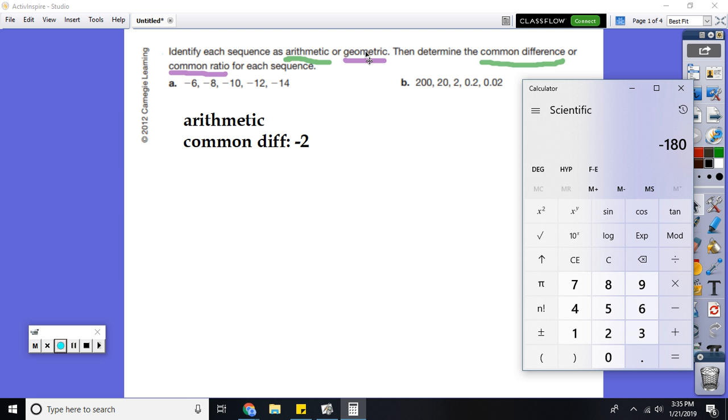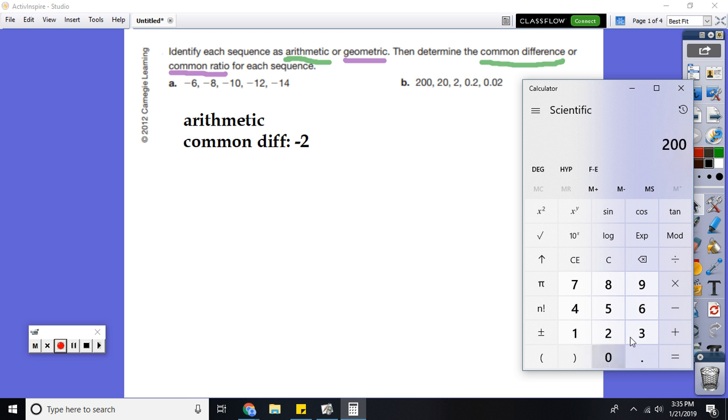So to test to see if it's geometric, instead of taking the second term and subtracting the first term, I take the second term and divide it by the first term. So that would be 20 divided by 200. And that would be the common ratio. So that would be the number I would be multiplying by. And if I don't feel very confident with decimals, I can use my calculator.